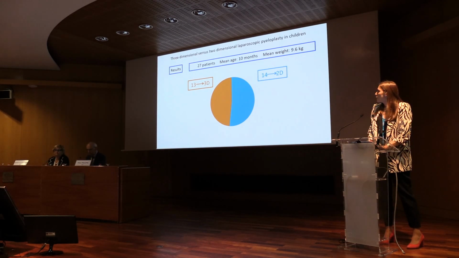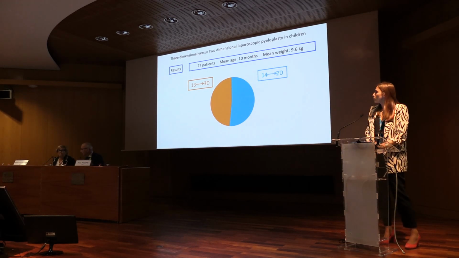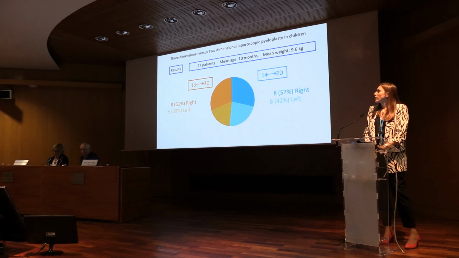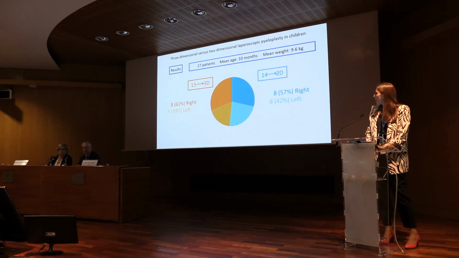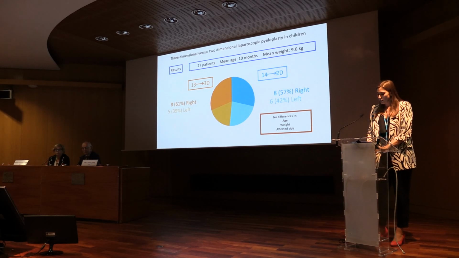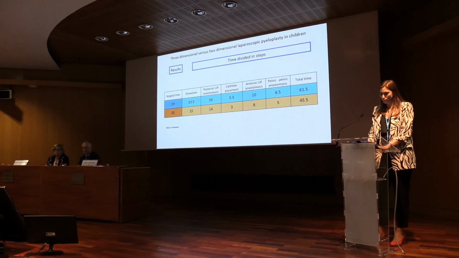So we operated on patients with a mean age of 10 months and a weight of 9.6 kilos. 15 were done in 3D and 14 in 2D. The right kidney was operated on 8 times by 3D, and 5 on the left kidney. And in 2D, 8 were on the right side and 6 on the left. So there was no difference between the groups in age, weight, or affected side.